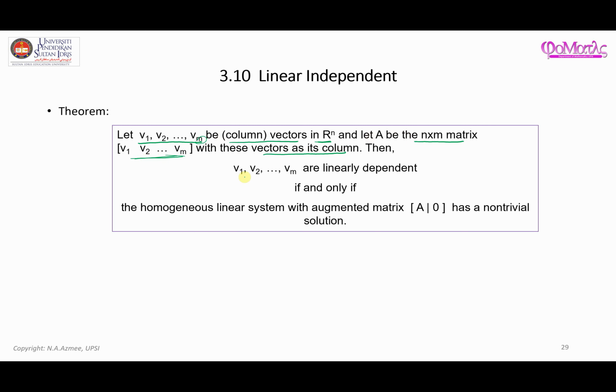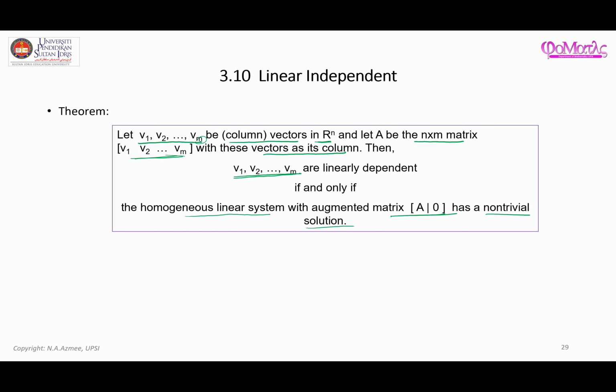And then it says here that all the vectors are linearly dependent if and only if the homogeneous linear system with this augmented matrix has a non-trivial solution. Now this has already been explained, like I said just now, in the previous video. So this is just another way of saying the same thing basically, okay?